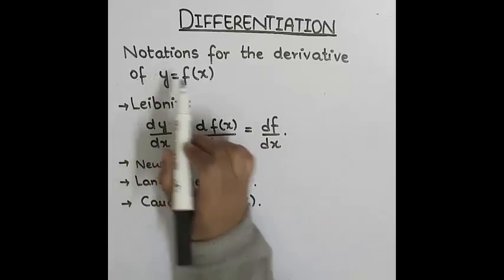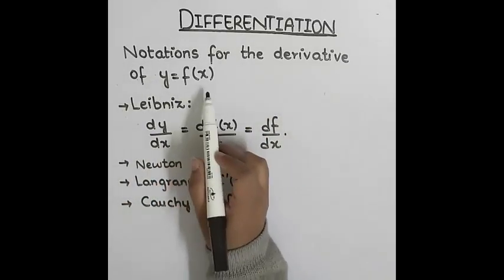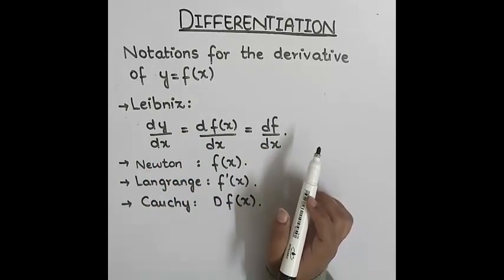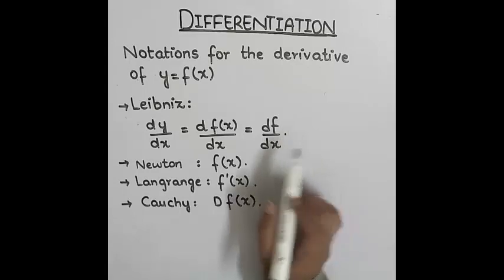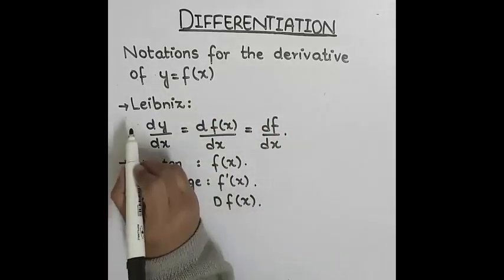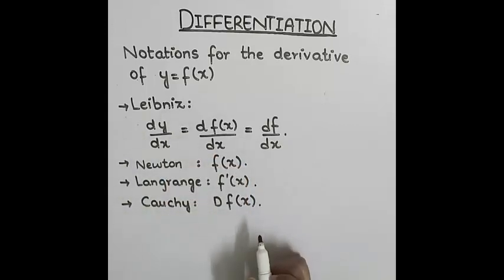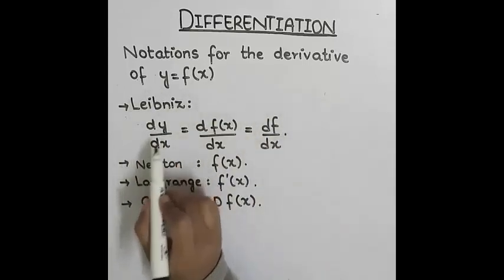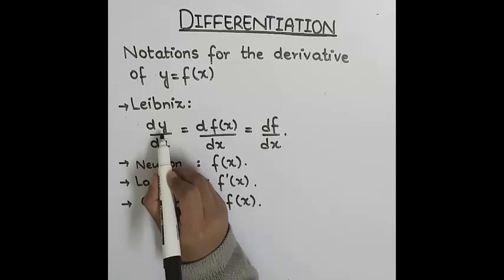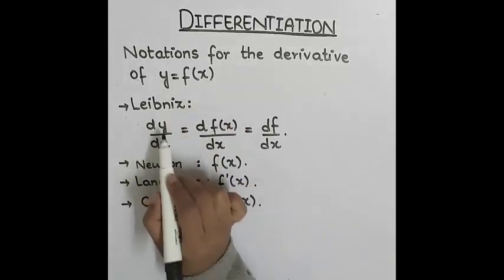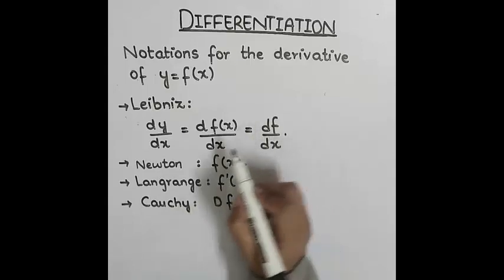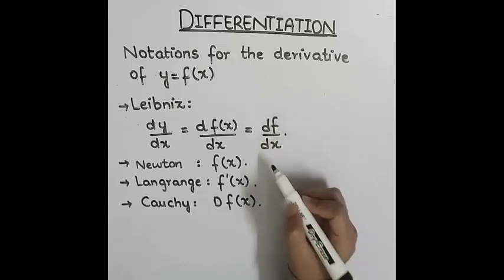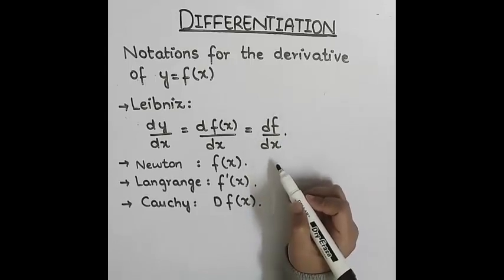Next we see the notations for the derivative of y = f(x). Different mathematicians suggested different notations to express the derivative of y = f(x). For example, Leibniz wrote the derivative notation as dy/dx. As y = f(x), we can write f(x) instead of y, and we can also write df/dx, the derivative of this function with respect to variable x.